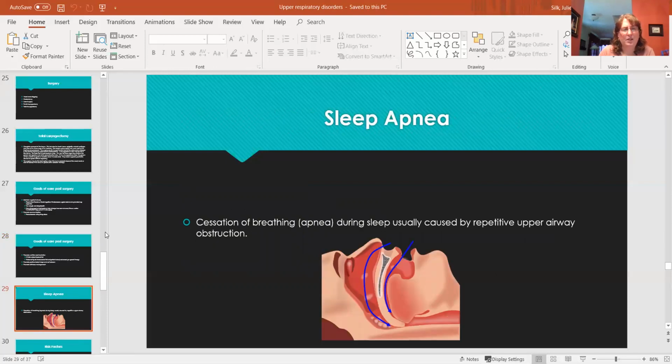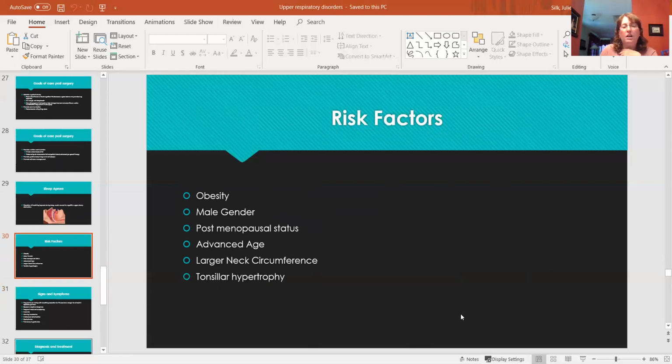A couple other things I have in here is just a little bit about sleep apnea. Sleep apnea is going to be the cessation of breathing during sleep, usually caused by repetitive upper airway obstruction. Risk factors for that would be obesity. Usually males are more at risk than females, but females can still get it. Postmenopausal status, advanced age, people with a large neck, and also tonsillar hypertrophy, which means that you have big tonsils.